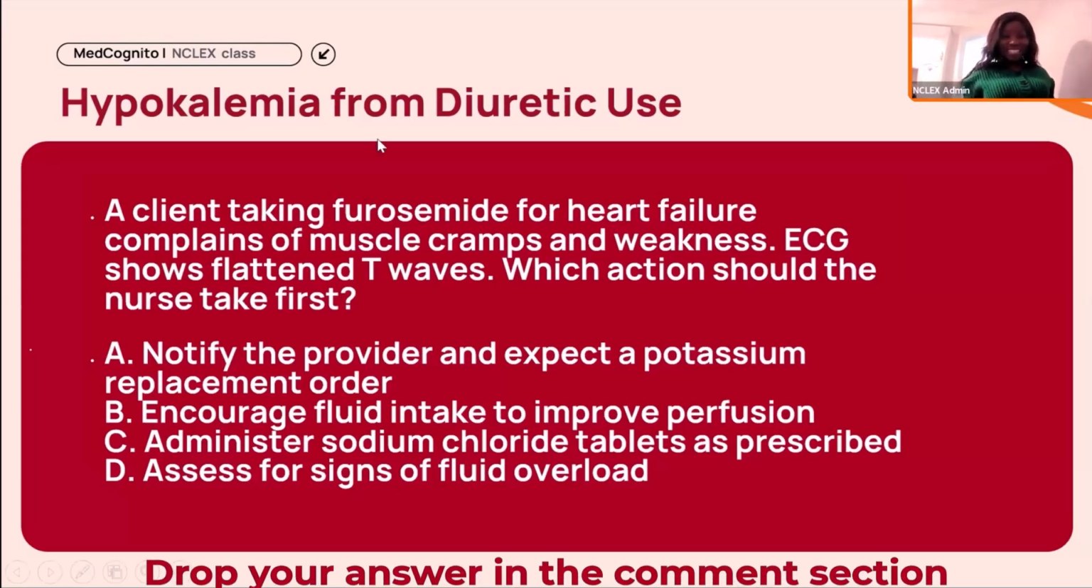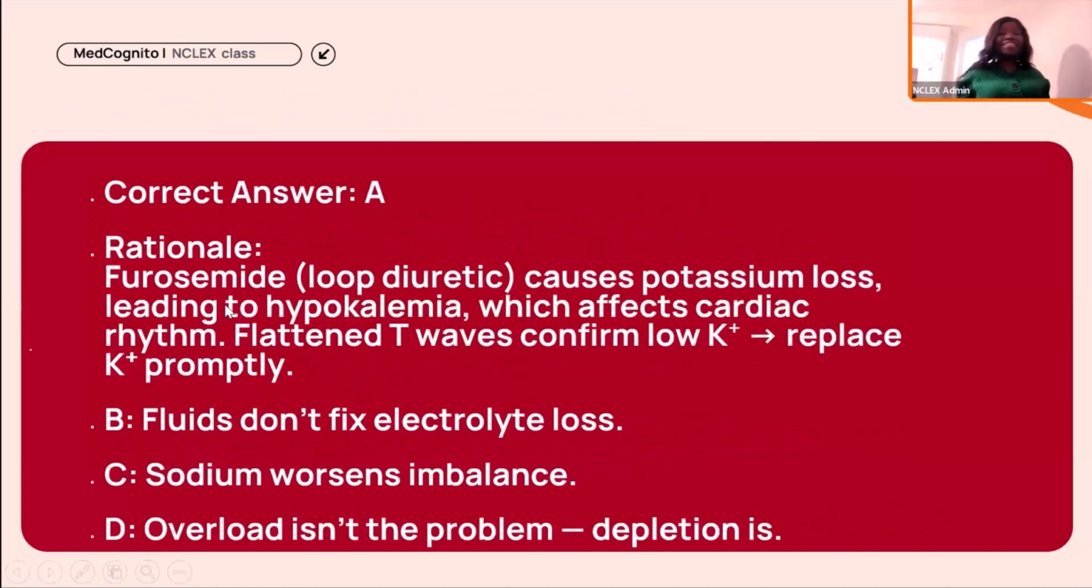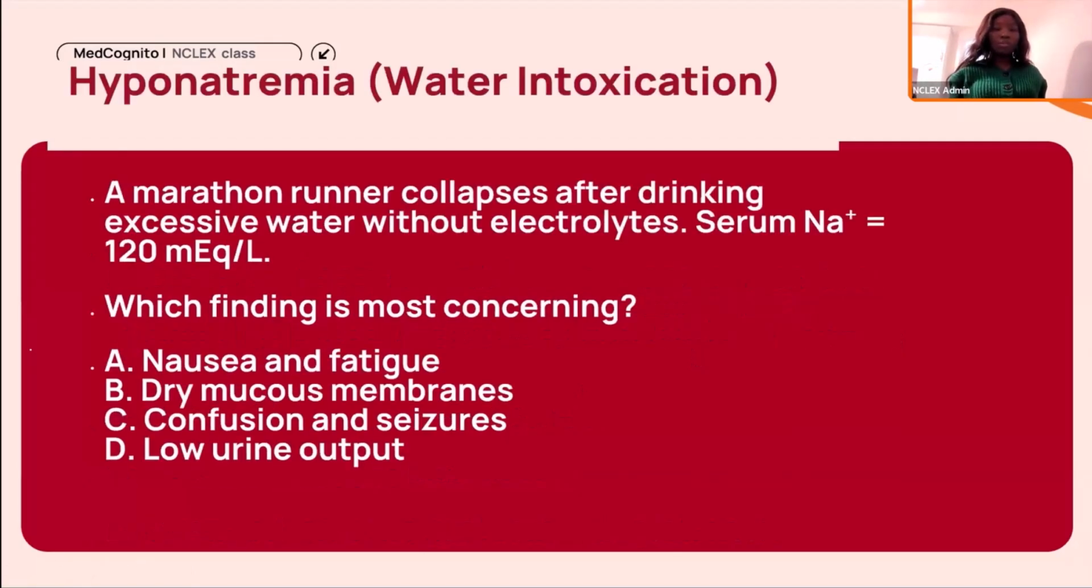Okay, I have some answers. I have A. Notify the provider. Yes. Notify the provider. So yes, furosemide, a loop diuretic, will cause potassium loss, leading to hypokalemia, which affects cardiac rhythm. So that's why I had flattened T waves that confirm hypokalemia. So you have to replace promptly. Good.